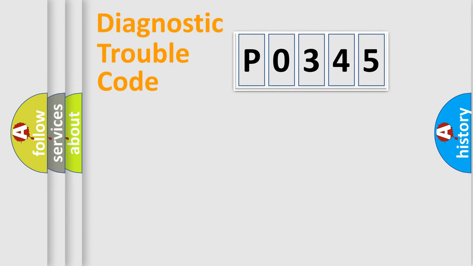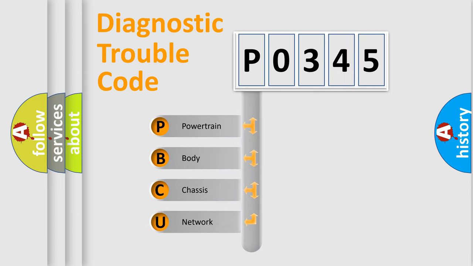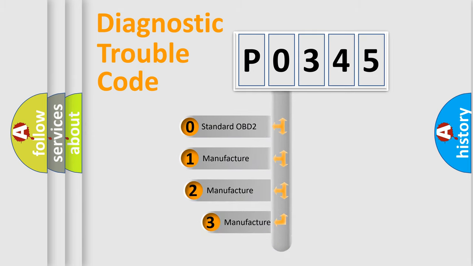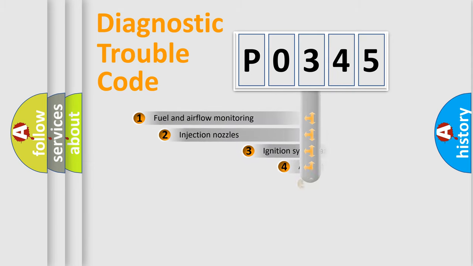Let's do this. First, let's look at the history of diagnostic fault code composition according to the OBD2 protocol, which is unified for all automakers since 2000. We divide the electric system of an automobile into the four basic units: powertrain, body, chassis, network. This distribution is defined in the first character of the code. If the second character is expressed as zero, it is a standardized error. In the case of numbers 1, 2, 3, it is a more specific expression of a car-specific error.